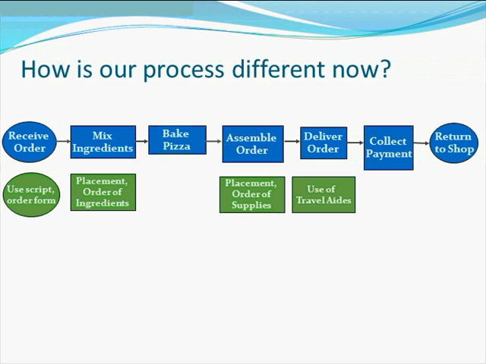Similarly, we talked about how the assembly of the order would be. And so again, where are our pizza boxes located? How many pizza boxes do we need to have on hand and ready to go to meet our peak hours? And then ultimately, when it came to delivering the order, we used travel aids. So again, just making sure that we think about how all of these things impact our process.